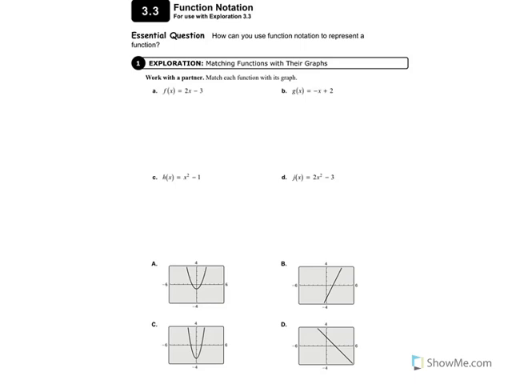Hello everybody and welcome to 3.3 Exploration. So our essential question for this section is how can you use function notation to represent a function?